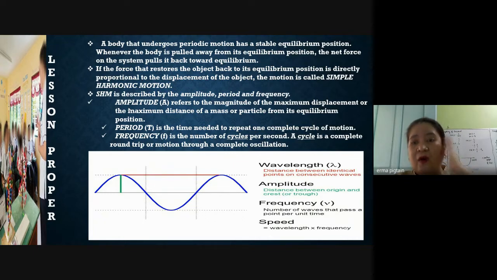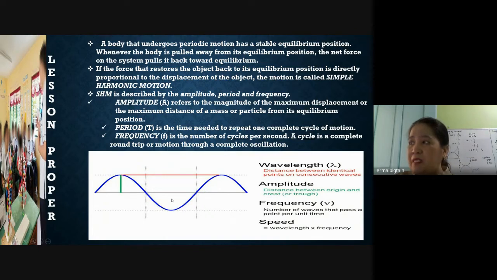So we have the amplitude that is pertaining to the height of our wave. Okay, since we're talking of simple harmonic motion, therefore we can visualize it through a wave. So yung height ng ating wave, that is our amplitude, and it's measured from the origin or the principal axis. Ito ang principal axis natin dito, class, yung nasa gitna. So from the principal axis going to the highest point of our wave, that is the amplitude.